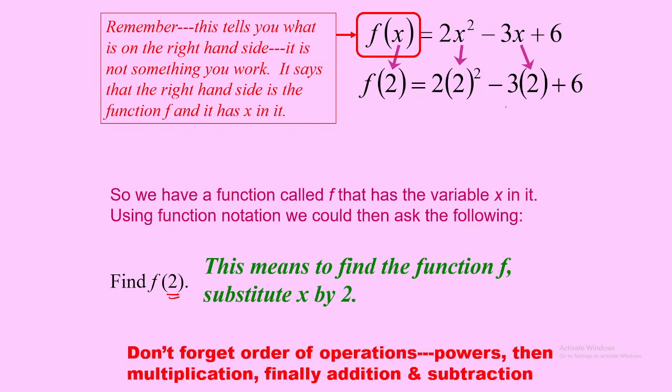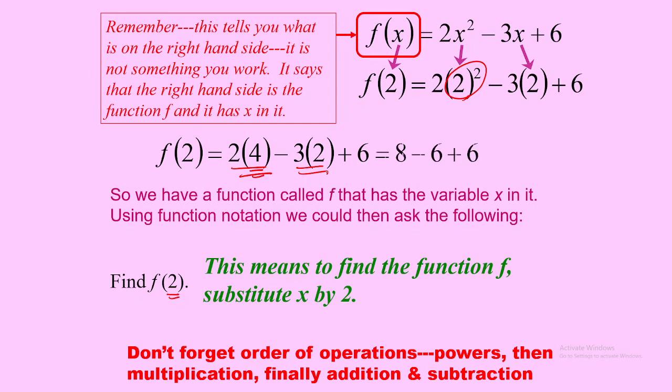Then, don't forget the order of operations. Powers, multiplication, then addition and subtraction. So start with the powers, the exponent first. I have an exponent there. So 2 squared, that's 4. Then you just copy 2, 3, 2, and 6. Then you multiply this, that's 8. Multiply that, that's 6. So 8 minus 6 plus 6. What is 8 minus 6 plus 6? That will give us 8. So the value of the function notation where x is equal to 2 is simply 8.